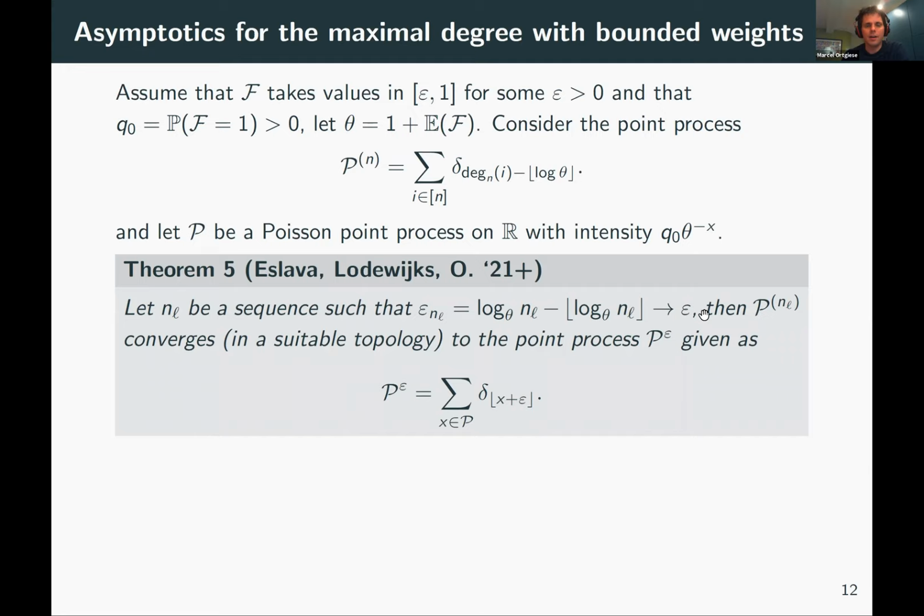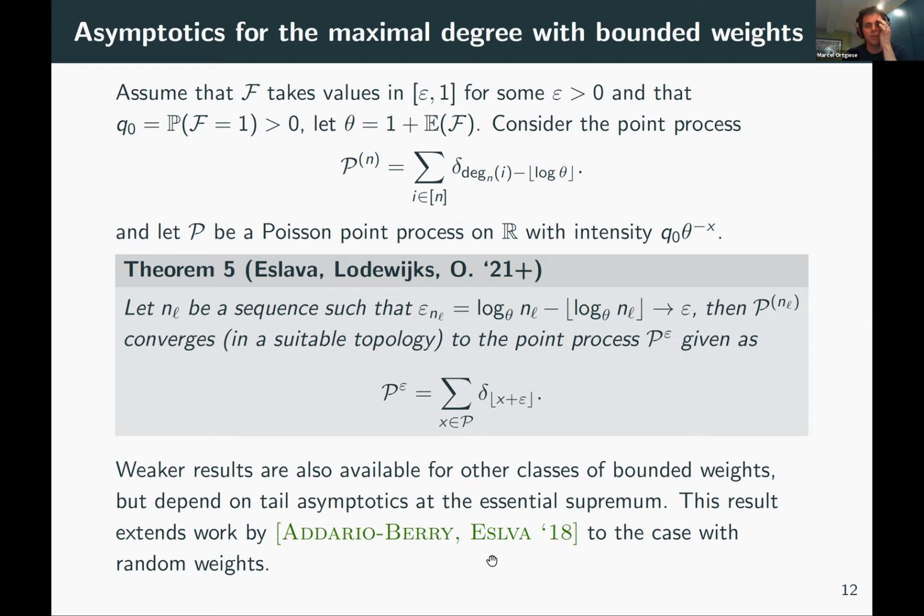And if I look at such subsequences, then the point process P_n_l converges to a Poisson point process P_epsilon that has a certain intensity Q_0 theta to the minus six. So that describes the largest degrees in this case with bounded weights. In fact, this is an adaptation of a result by Addario-Berry, Van der Hofstad, and Sava, who proved exactly the same result for constant weights.